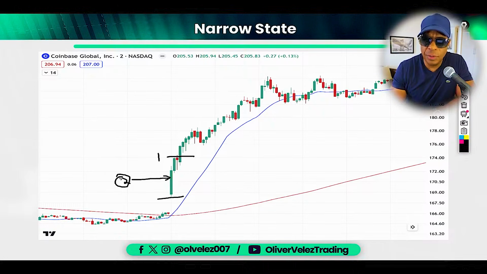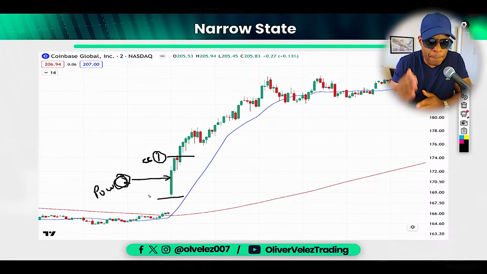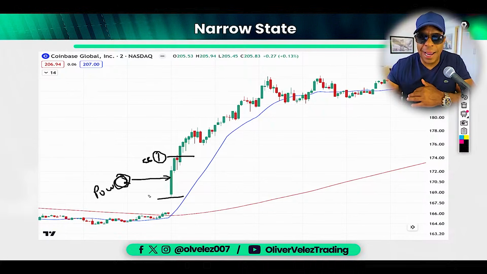Write that down. You're looking to get into every play twice. The initial entry and the color change add. The power entry, I call this the power entry, and the color change add. I'm going to say it again. Power change entry, next color change add.